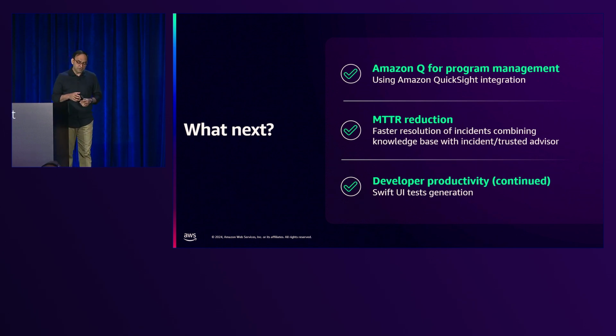Third one, developer productivity. We continue to aggressively invest in this. An example is that Swift UI code generation is done. Now we want to shift left and invest in test generation and more.